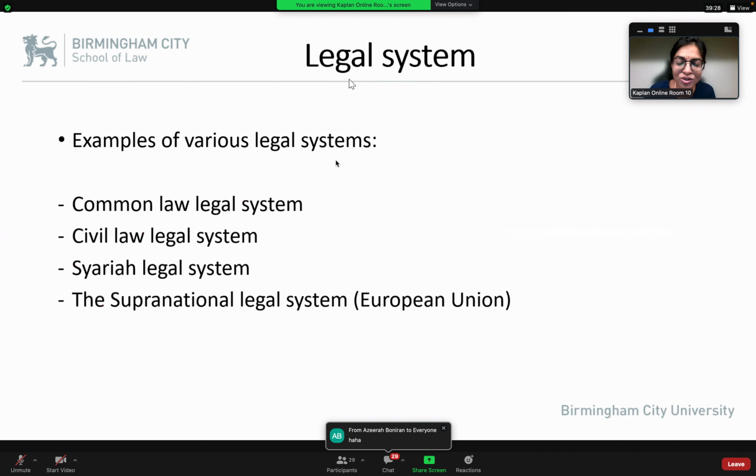Okay, now let's move to examples of various legal systems that we can possibly have in a state or in a country. Okay, so common law system, civil law system, Sharia system, supranational system. Let's talk about supranational system. Actually, before discussing supranational system, can I just give you a brief description of all the systems? Okay, common law system is a system which allows judges to make laws.